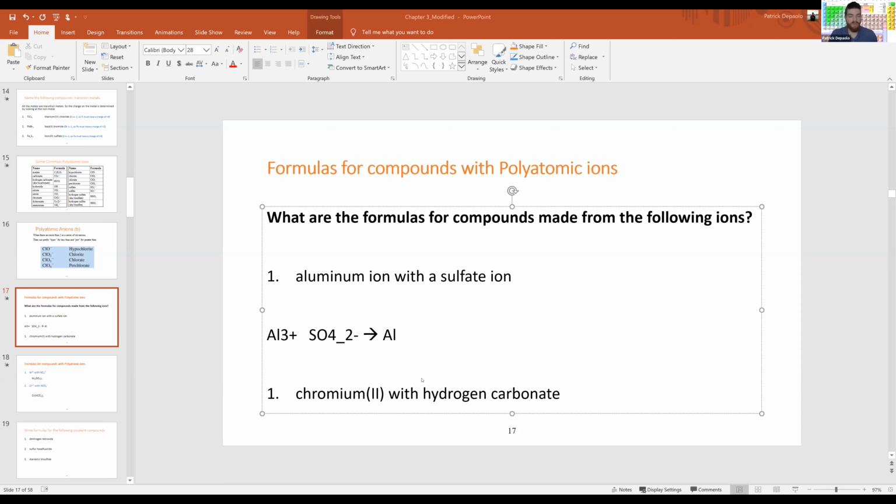Okay, so if you have a +3 and a -2, you know that the common denominator is going to be 6. So it would be Al2, and then here's the way you would write SO4. It would be SO4, not a dollar sign, SO4 3. It would be in parentheses, and also these would be subscripts. These will all be subscripts.